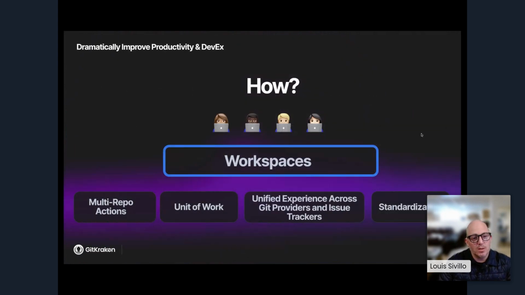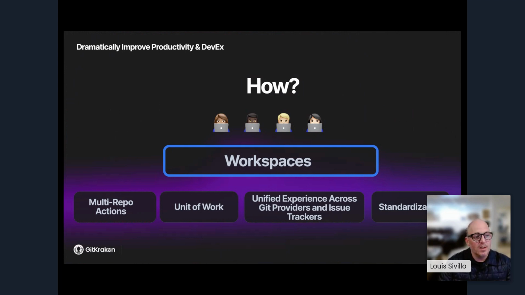So how are we going to do this? Many of you may already be familiar with the concept of workspaces. This isn't new to GitKraken. Workspaces allow you to group repositories together in a single unit. Currently today, the main thing that you can do is group these repositories, and then you can clone them with a single command and fetch with a single command. But we're going to do a lot more with that over the coming months. And we're starting with the CLI.